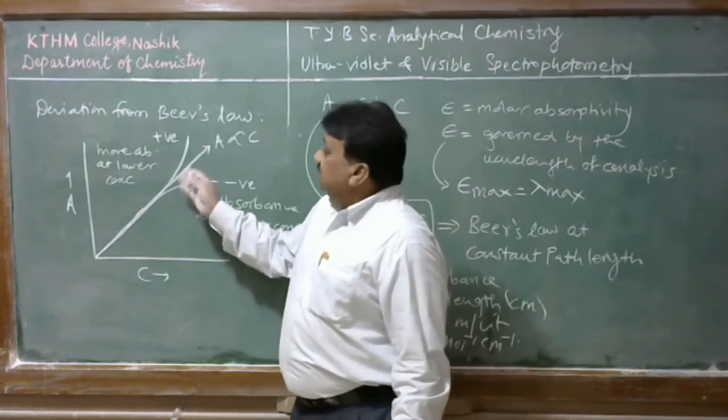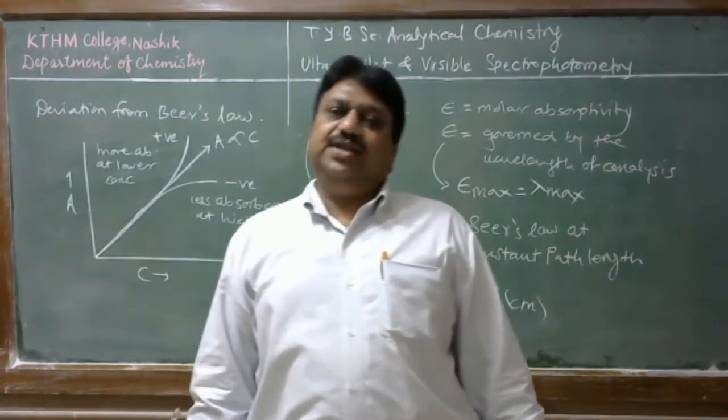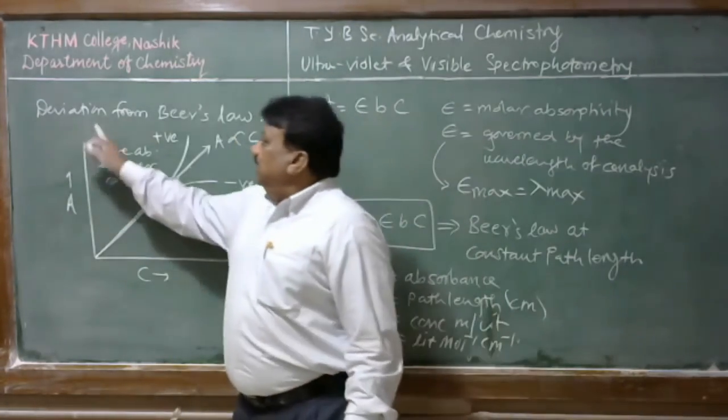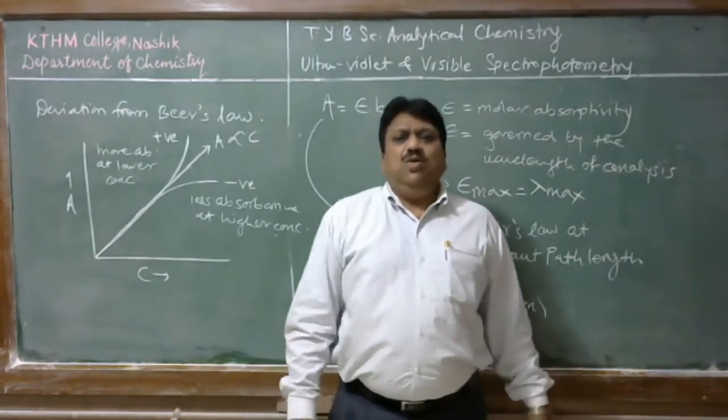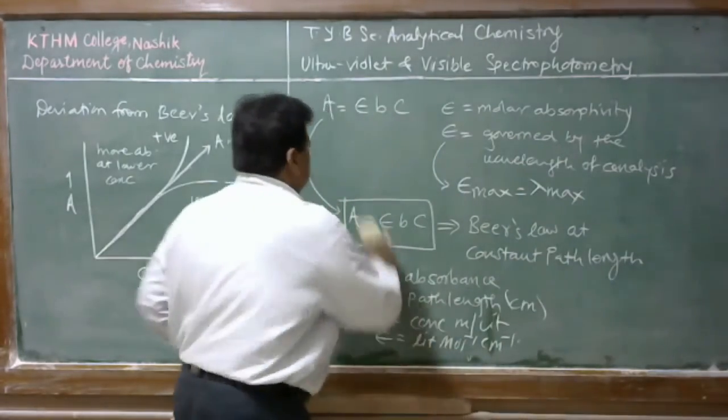Here the curve is deviated in the upward direction or the downward direction at higher concentration of analyte, and this is related to the deviation from Beer's law. What are the causes for the deviation from Beer's law that we discuss here?